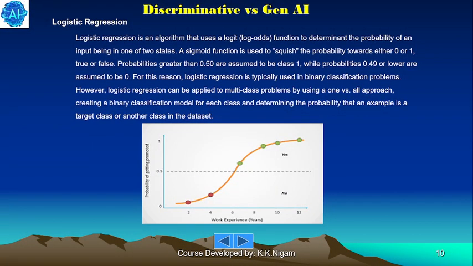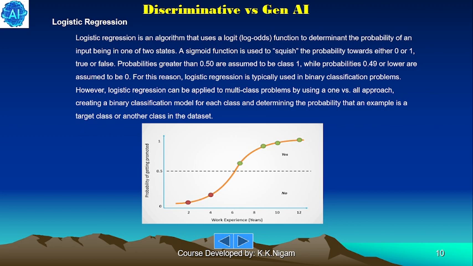Logistic regression. Logistic regression is an algorithm that uses a log odds function to determine the probability of an input being in one of two states. A sigmoid function is used to squish the probability towards 0 or 1. Probabilities greater than 0.5 are assumed to be class 1, while probabilities of 0.49 or lower are assumed to be class 0. For this reason, logistic regression is typically used in binary classification problems.